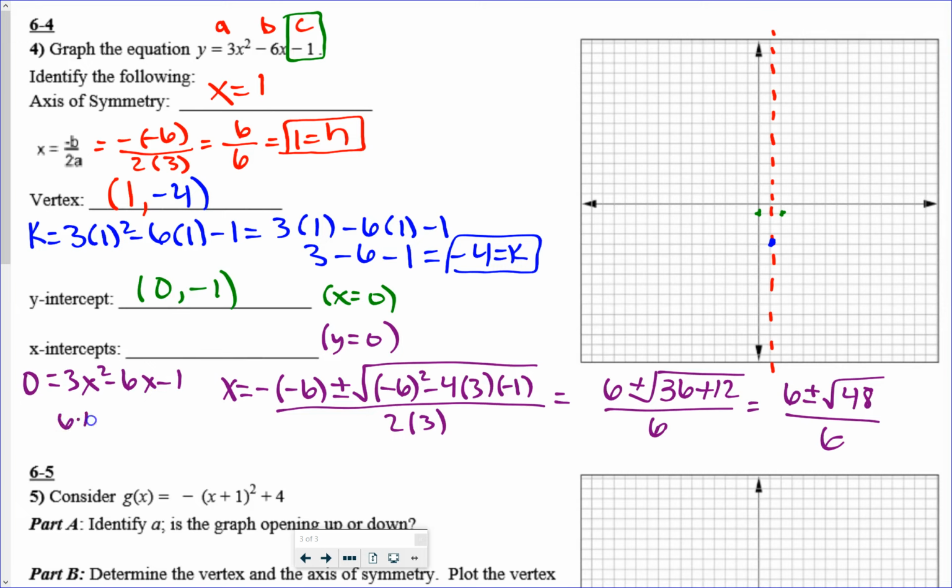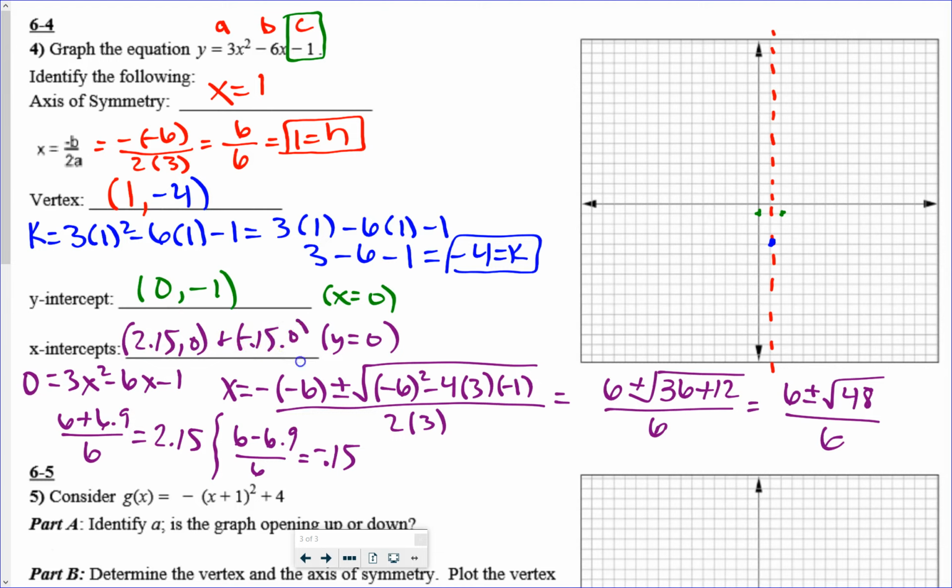So we're going to do 6 plus 6.9 divided by 2, which gives me 2.15. And we're going to do 6 minus 6.9 over 6, which gives me negative 0.15. Oh, I should have divided by 6 on both of them. Thank you, because that's 6. So my intercepts are 2.15 and negative 0.15. Barely here and barely there. We have a very narrow quadratic function.